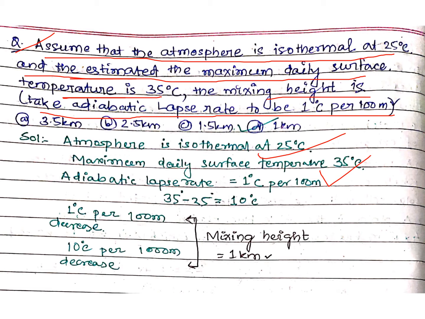If we consider the adiabatic lapse rate of 1 degree Celsius per 100 meters, what is the difference between these temperatures? That is 35 degrees minus 25 degrees, that is 10 degrees Celsius. So the difference between the two temperatures is 10 degrees Celsius. The lapse rate is 1 degree Celsius per 100 meters, so for 10 degrees Celsius to decrease, we should have a minimum of 1000 meters. Accordingly, the 10 degrees Celsius will decrease at 1000 meters.